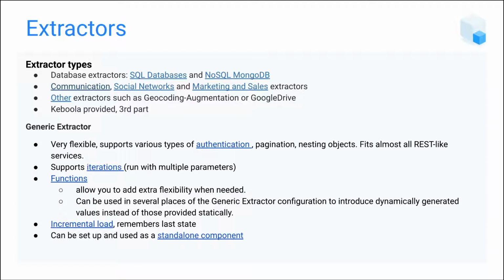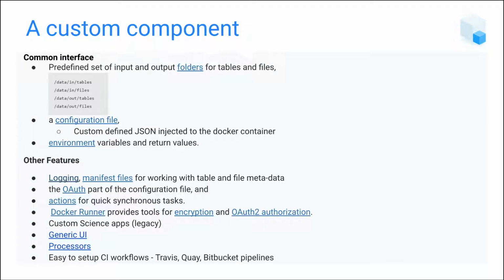Then we recognize different extractor types, such as database extractors, for example for SQL databases and NoSQL databases. Then communication, social network, marketing and sales extractors, and some other augmentation services or blob extractors, etc. The great thing about Keboola is that you can very easily extend the list of components by writing a custom component. It is very easy to write and to maintain. All you need to do is set up a continuous integration, code it, and register a component, and that's basically it. All of this can be found in the docs or in a different video that covers the whole process of deploying the application and writing a very simple component.